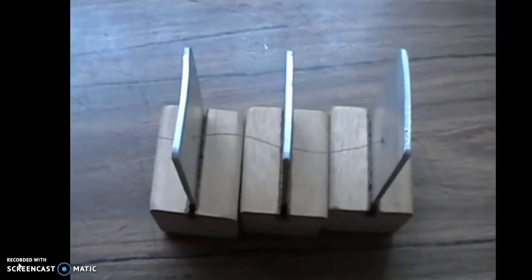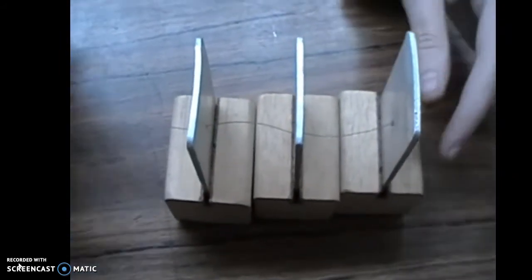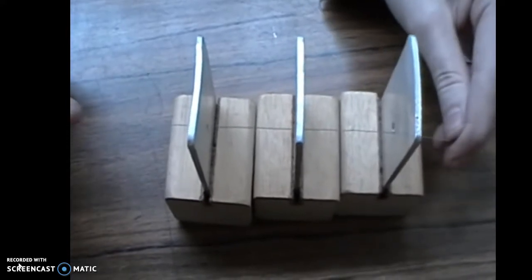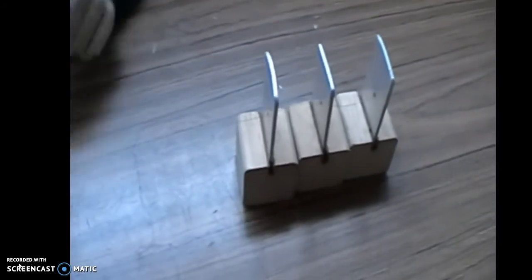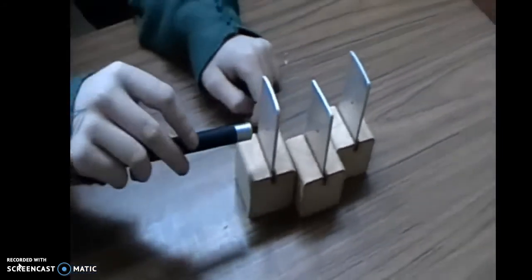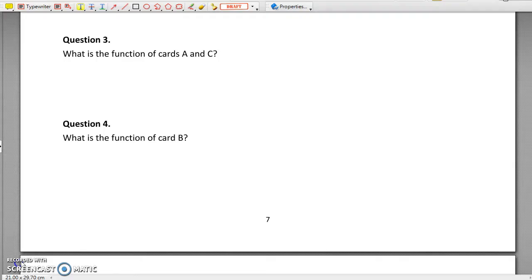In this setup, we use a laser to replace the candle. When the holes are collinear, the laser can pass through all the holes. We show you that the holes are in the same straight line using a piece of wire. Now, the middle hole is moved sideways. What happened? And what are the functions or uses of the cards A, B, and C?